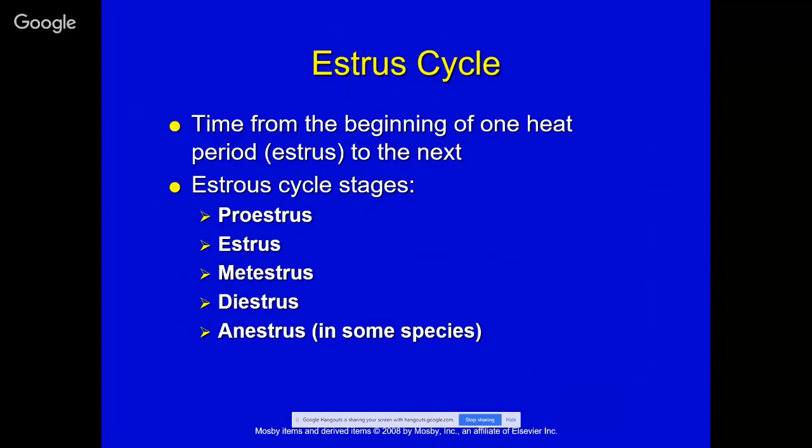The estrus cycle is the time from the beginning of one heat period, estrus, to the next. I'm sorry, estrous cycle actually should be spelled with an OU. When we're talking about points within the cycle, it is just the U. When we're describing the cycle as an adjective, it's an O. Proestrus, estrus, metestrus, diestrus, and anestrus in some species. Species that are polyestrus do not go through an anestrus cycle.